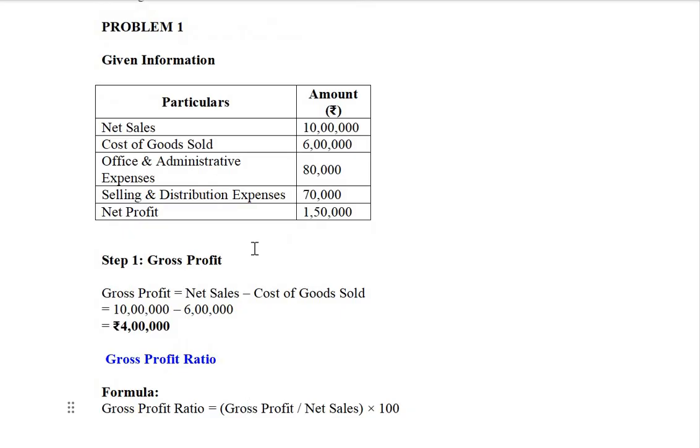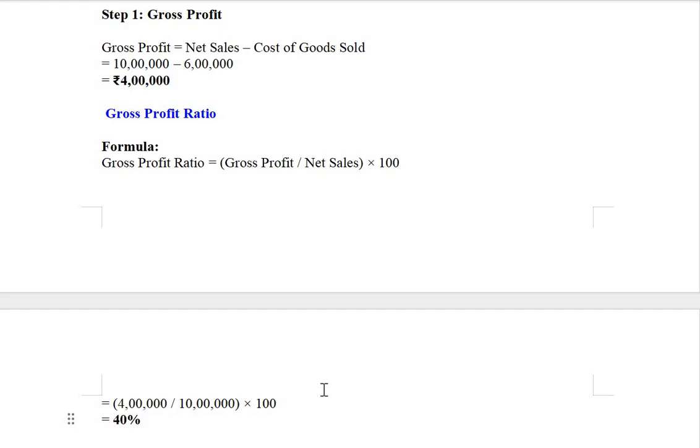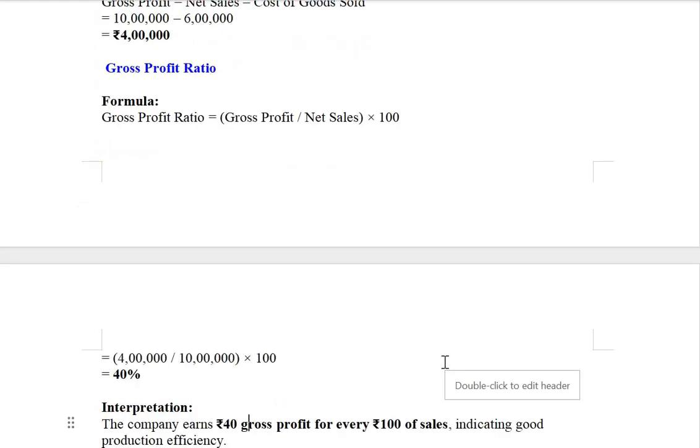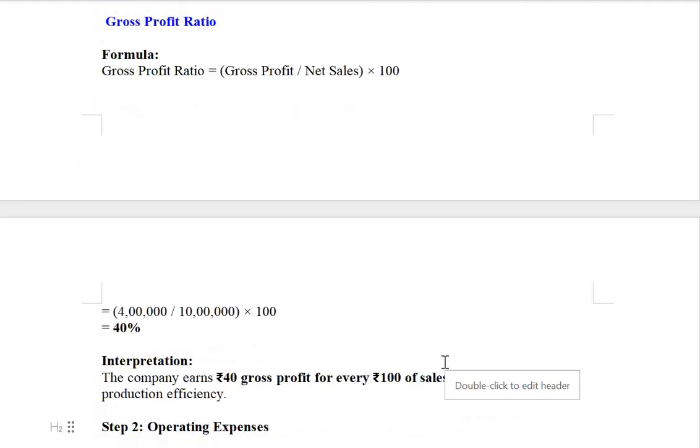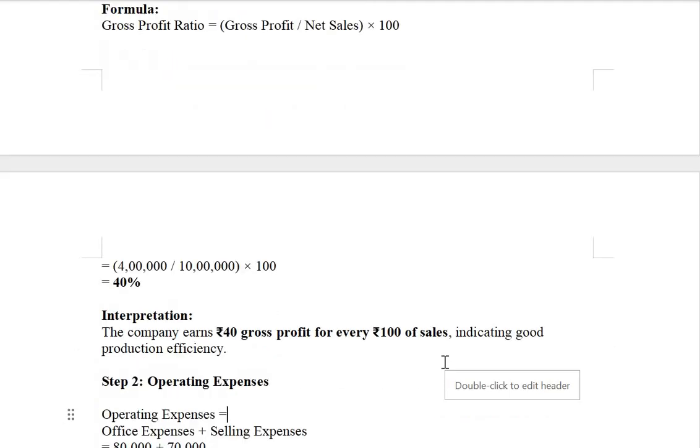But here in the question they have not given the gross profit directly. We have to compute the gross profit using the formula net sales minus cost of goods sold. Net sales is 10 lakh rupees, cost of goods sold is 6 lakh. Net sales minus cost of goods sold, we get 4 lakh rupees as the gross profit. Then we substitute in the formula: 4 lakh divided by net sales of 10 lakh, into 100. So we get 40% gross profit. So the company earns 40% gross profit out of 100. It indicates good production efficiency.